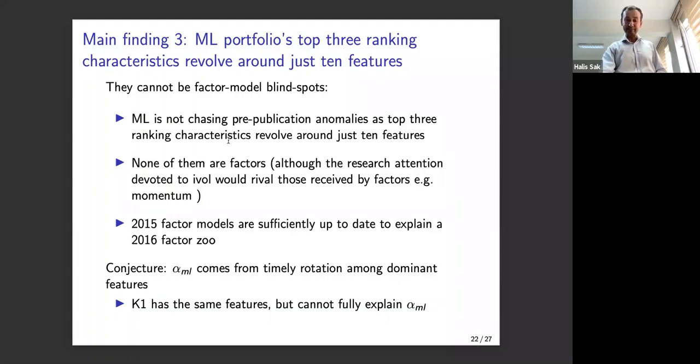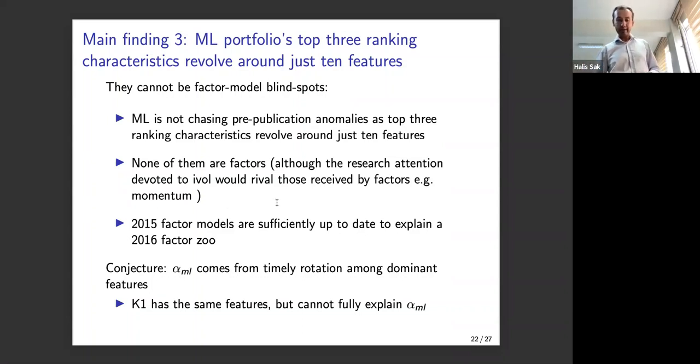This is what we write here. And none of them are factors. Obviously, none of them appears in one of these stylized models, like the Fama-French 5-factor model. And the 2015 factor models are sufficiently up to date to explain what the 2016 factors do. Indeed, the Fama-French 5-factor model is up to date, since in the end they came up with this model in 2015. And most of these factors that we use are from before 2015. Okay. So this is why we are not saying that when they wrote this paper, they couldn't observe these factors. It's not the case. It was known.